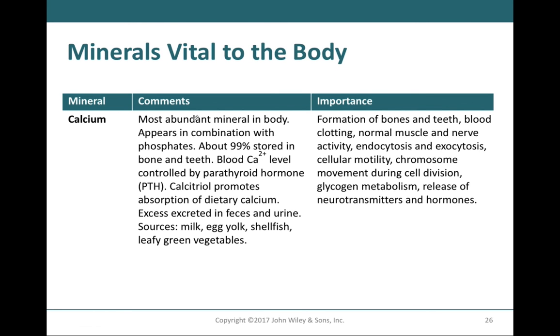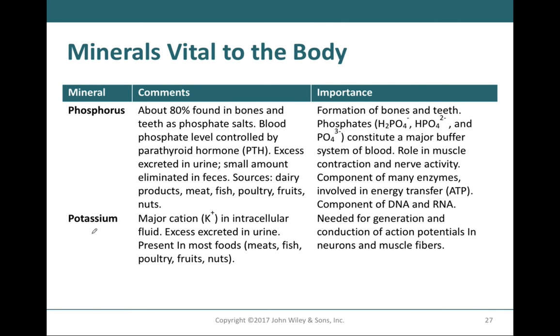So calcium is in fact the most abundant mineral that we have in the body. Most of our calcium is actually stored in our bones and teeth, and our blood calcium levels are going to be controlled by parathyroid hormone and calcitonin. We discussed that feedback loop during the endocrine system.